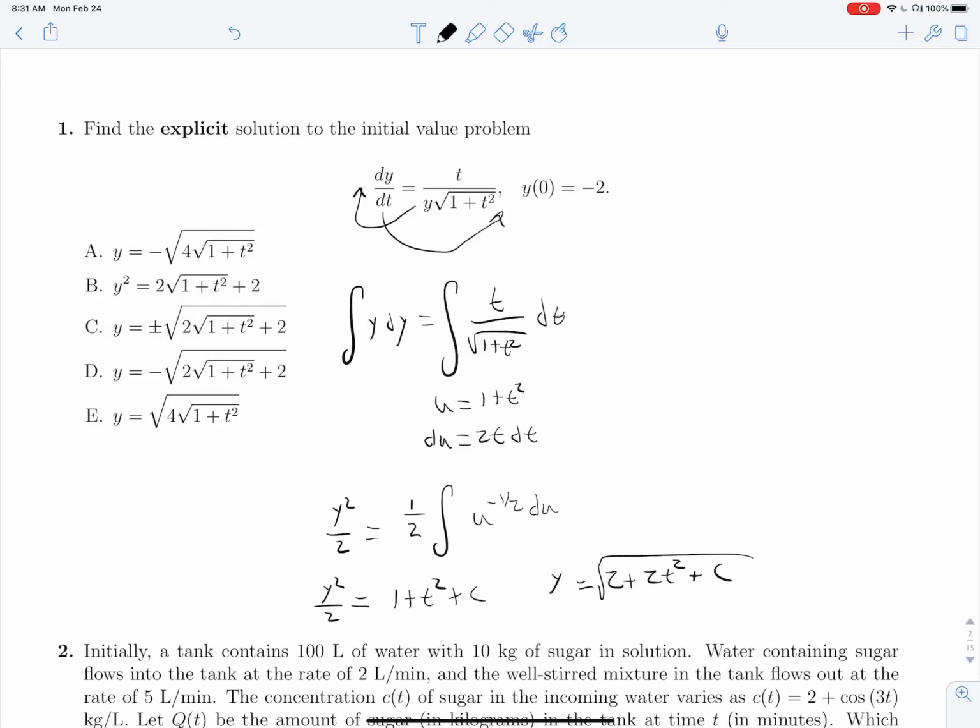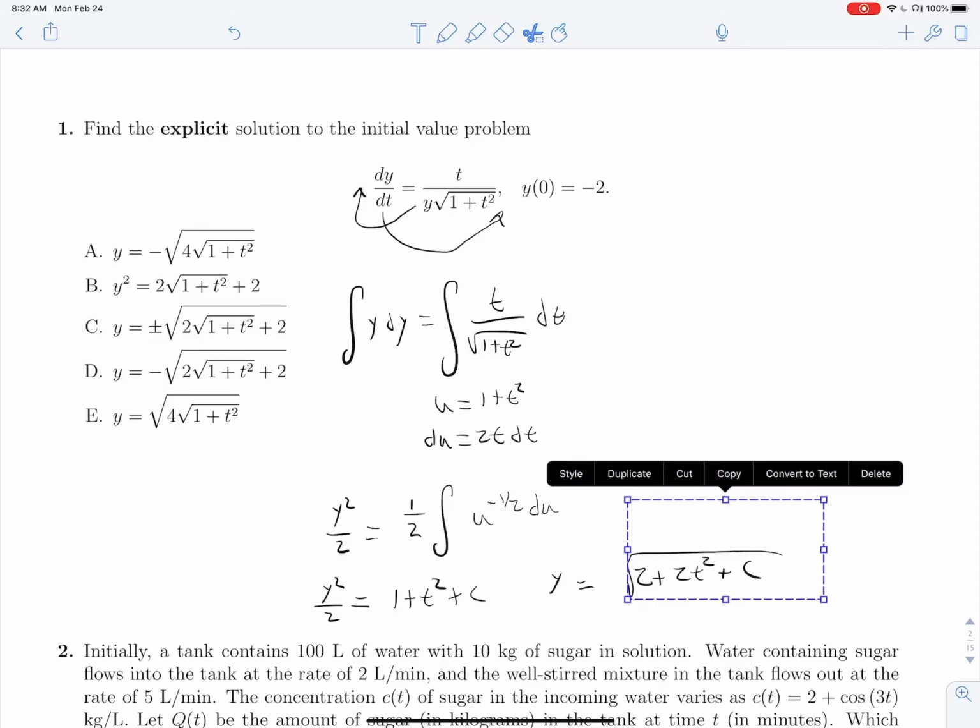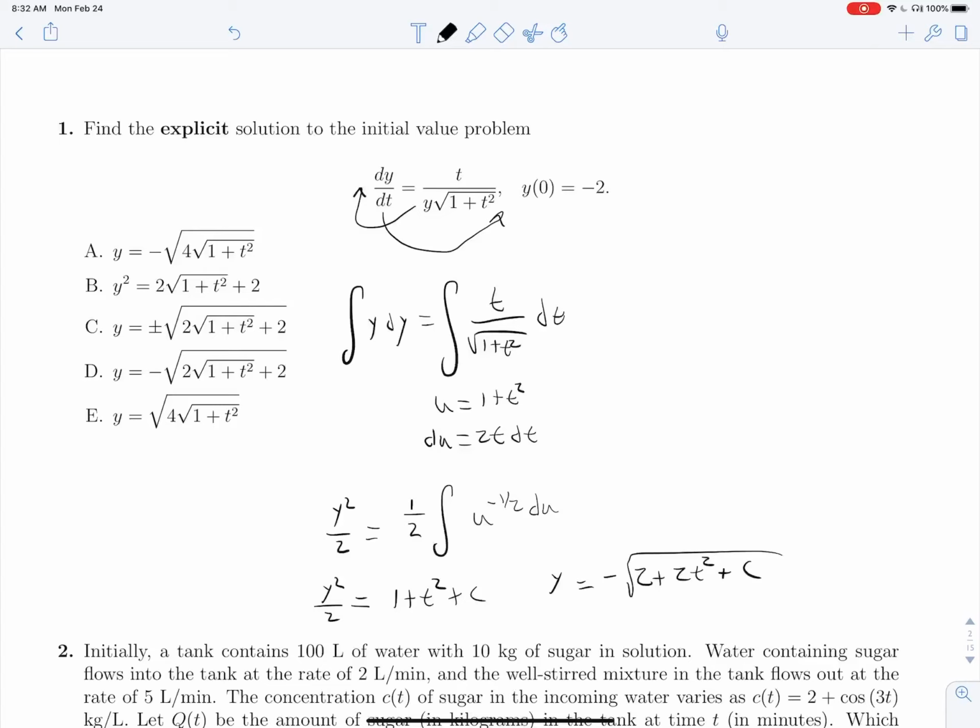But importantly, we see that y of 0 is negative 2. So we are going to want the negative side of this square root. Oh, and look what I did. When I took this integral, I forgot that there's still a square root. Because integrating here, this will take negative 1/2 up to u to the 1/2. Then we'll multiply by 2. So that's why we lost this constant here. But I did neglect that. So 2, 1 plus t squared to the 1/2. There we go. Okay, so that should be our formula there.